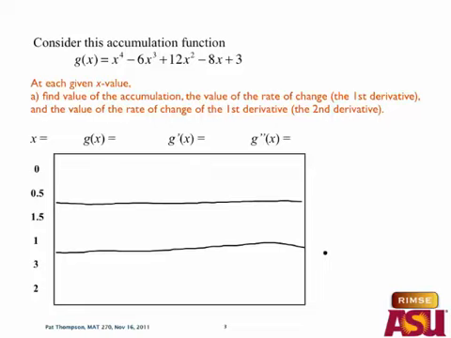4x cubed minus 18x squared plus 24x minus 8. Okay, now second derivative. 4x cubed, we're gonna be 12x squared, minus 36x plus 24. Okay.